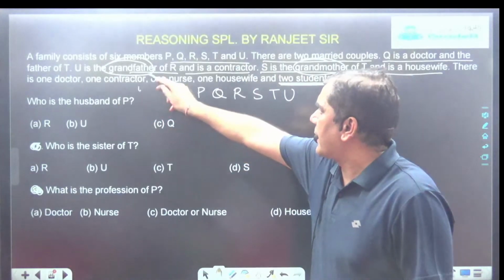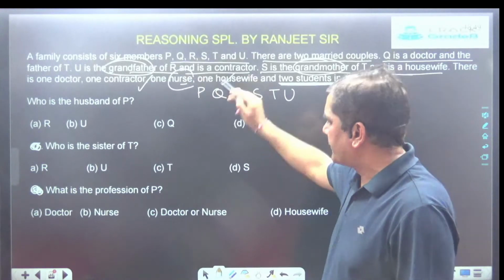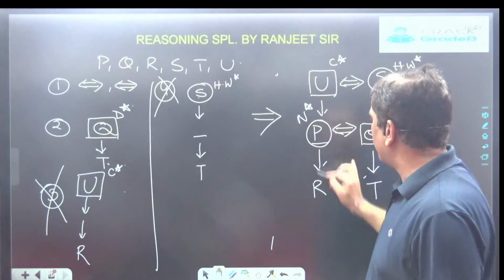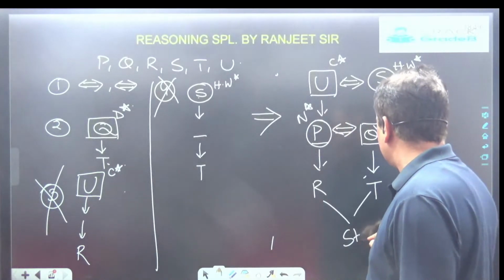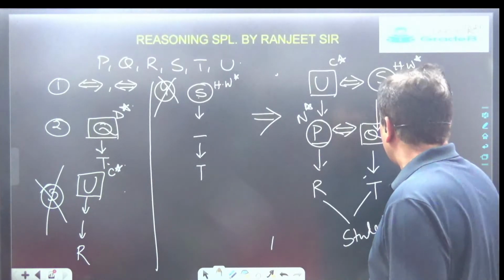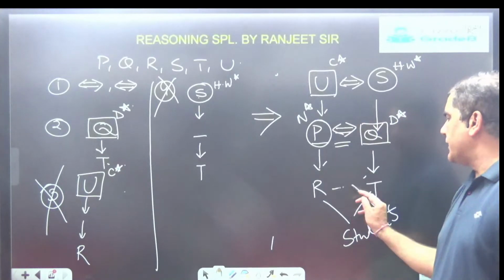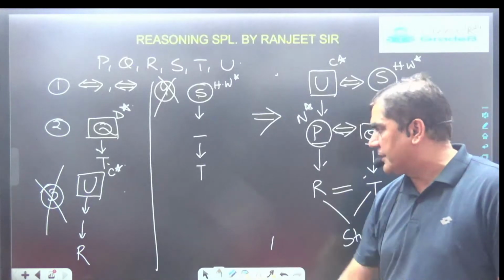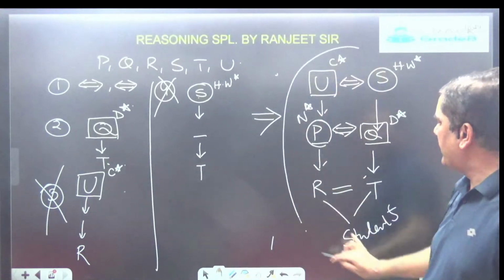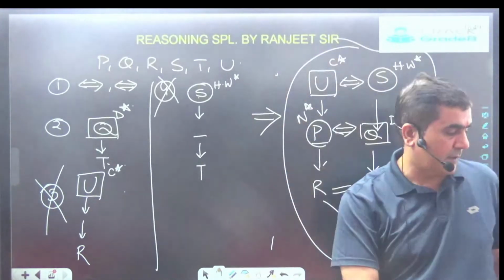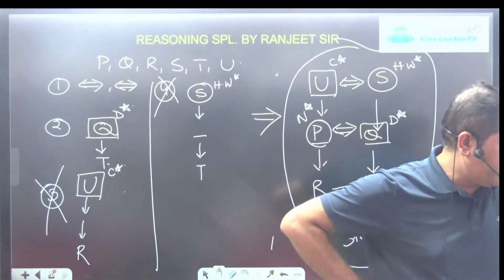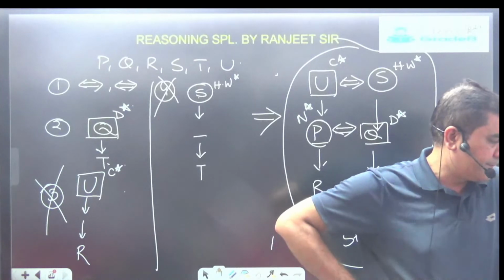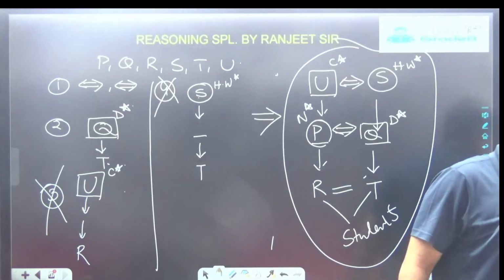Doctor has come, contractor has come, nurse, and housewife has come. So this P must be nurse and these 2 must be students. And since these 2 are married couple, so these 2 need to be real brother sister. And this is my complete family tree. Clear? Understood?